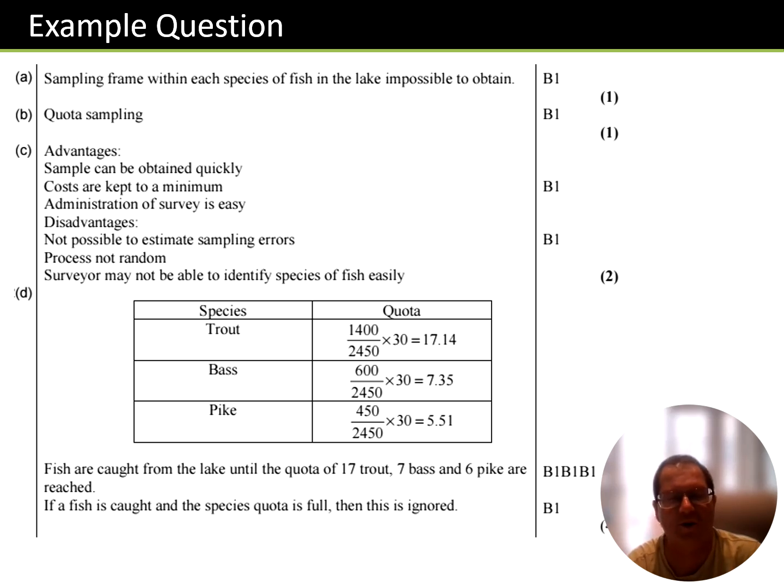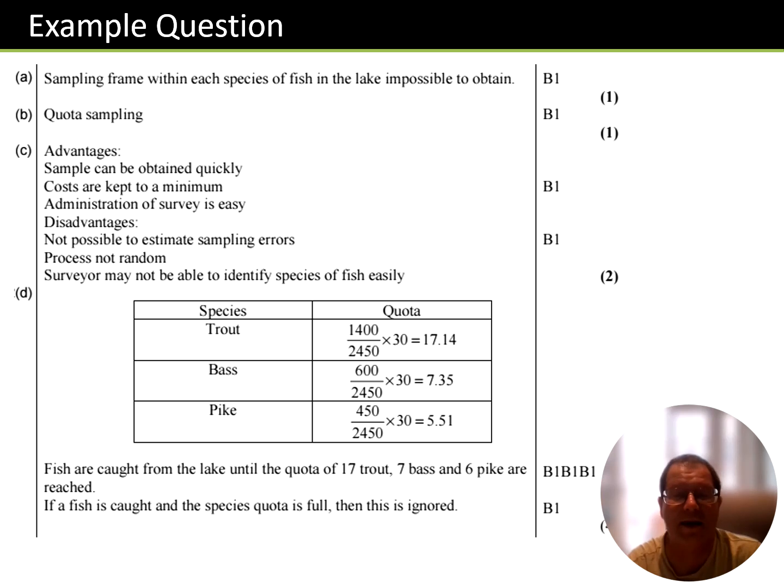And the surveyor may not be able to identify species of fish easily. I mean, if you are doing a survey of fish, then you would hope you would actually choose someone who can tell them apart. But they've gone down the incompetence angle. I couldn't tell them apart, but then I'm not trying to do a survey of fish. Anyway, part D, the 4 marker.